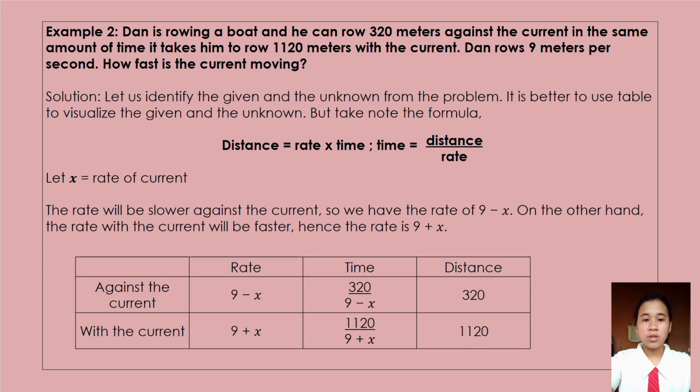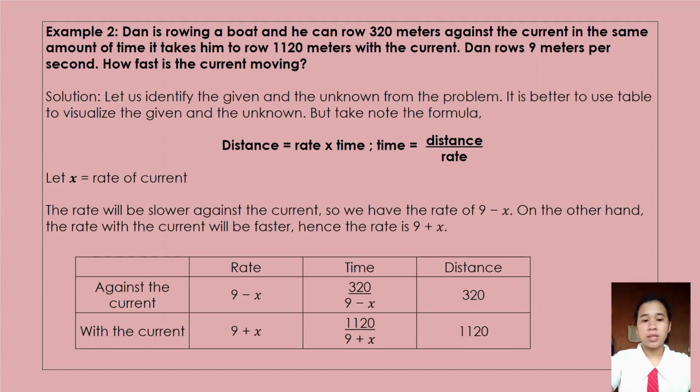Number 2. Dan is rowing a boat and he can row 320 meters against the current in the same amount of time it takes him to row 1,120 meters with the current. Dan rows 9 meters per second. How fast is the current moving? Solution. Let us identify the given and unknown from the problem. It is better to use a table to visualize the given and unknown. But take note of the formula. Distance equals rate times time, so time equals distance over rate.